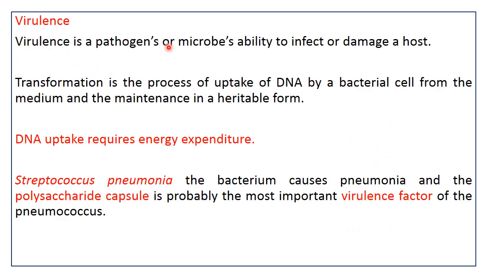Virulence is the pathogen's or microbe's ability to infect or cause a disease in its host. And transformation is the process of uptake of DNA by a bacterial cell from its surrounding medium, and then maintenance of this taken DNA in a heritable form. This transformation process is an active process. It means it requires energy.